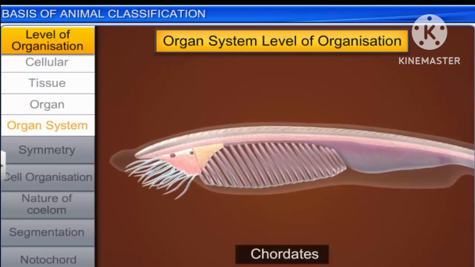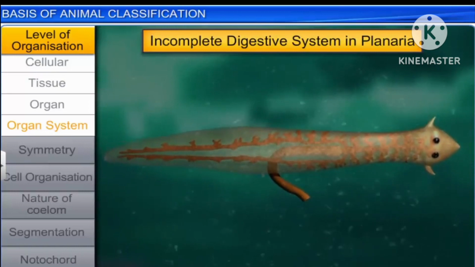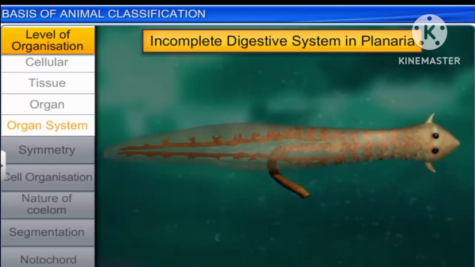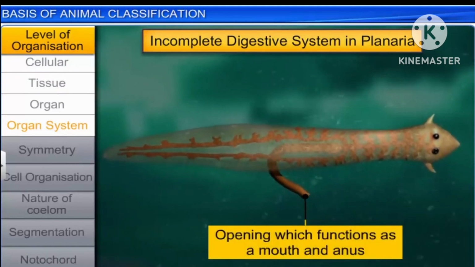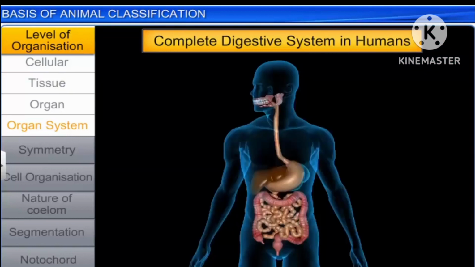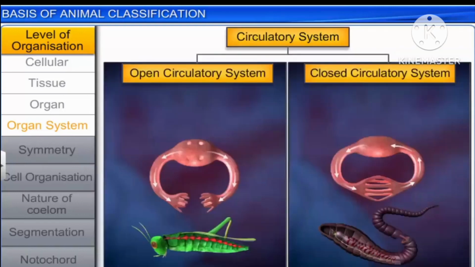Organ systems can also differ in complexity in various animal groups. For example, platyhelminthes have an incomplete digestive system, where a single opening outside the body serves as both the mouth and the anus, whereas humans have a complete digestive system that has 2 openings, a mouth and an anus. You will also find 2 types of circulatory systems in animals: open and closed.